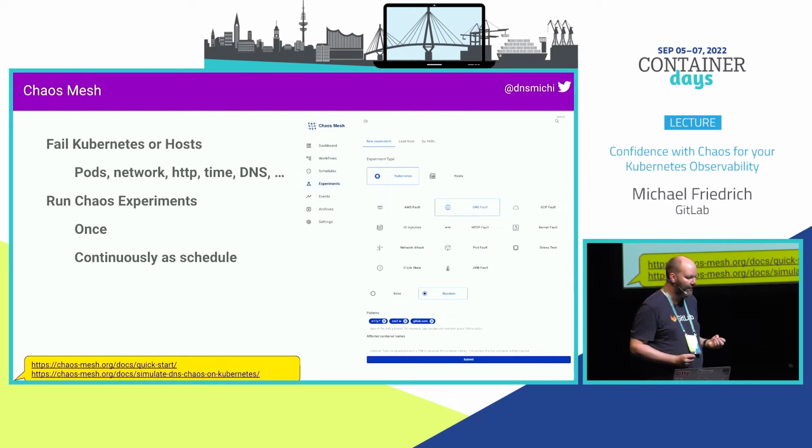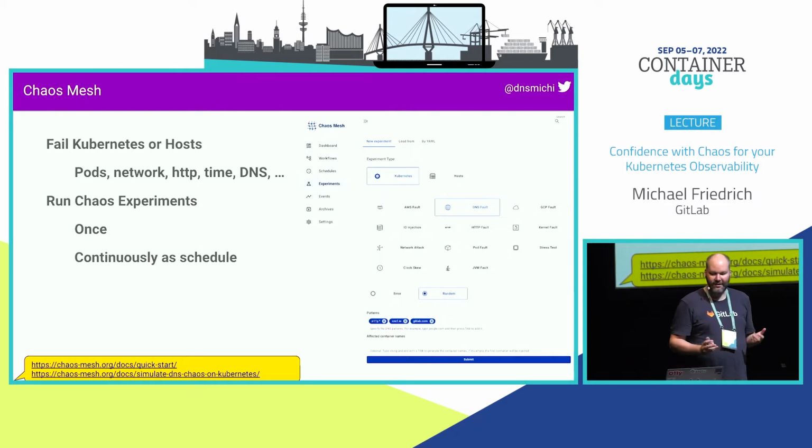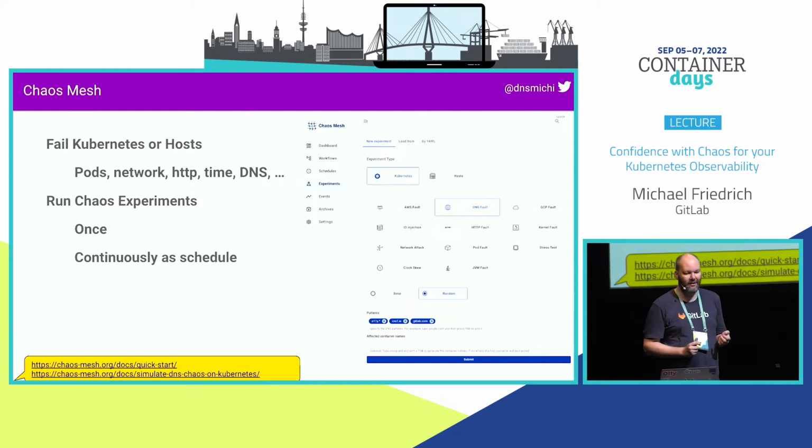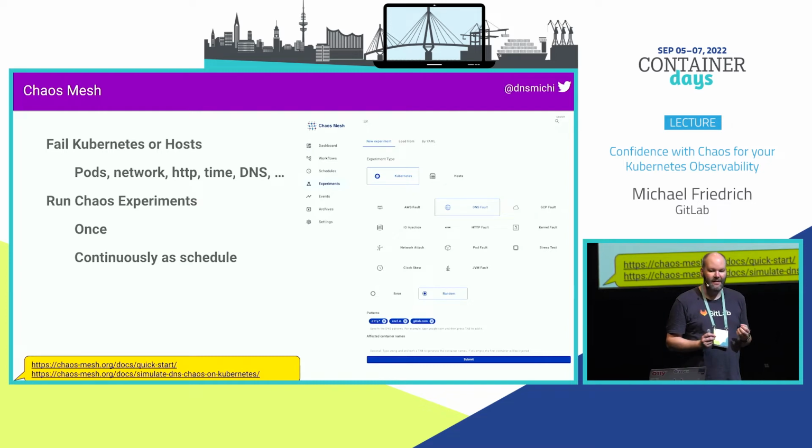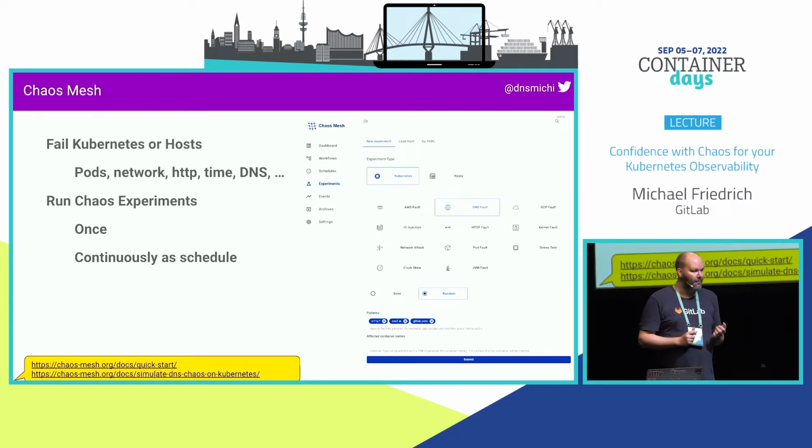One of these frameworks I found in the CNCF community is Chaos Mesh. There is also Litmus Chaos and some other projects around this area. It's easy to fail Kubernetes nodes, pods, whatever, or even hosts in your cloud infrastructure. And you can play around with reducing the network or failing the network, failing HTTPS or making it slower. Playing around with time, which is quite interesting.